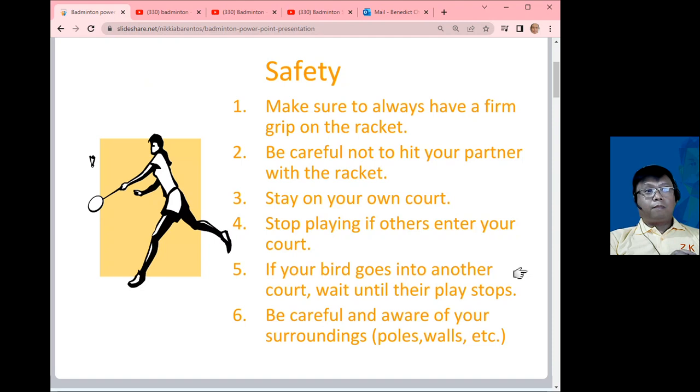You have to stay on your court, because that is protecting your side, especially during a game. You should stop playing if others enter your court, so there shouldn't be any disturbances, especially from the audience. And if your bird goes into another court, wait until their play stops. Basically, if it goes to another court, wait until that rally is finished before you get your shuttlecock. And always be careful and aware of your surroundings, particularly the poles, the walls, the playing court, the net, everything where you are going to be playing.